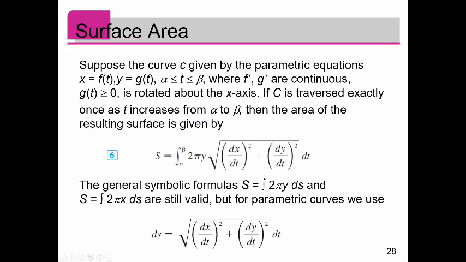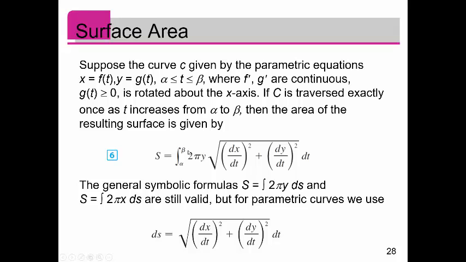All right, so let me give the definition with the formula here. So suppose the curve C given by the parametric equations as we've been defining them, where t is between alpha and beta, f prime and g prime are continuous, g of t is greater than 0, and we're rotating about the x-axis here. If C, the curve, is traversed exactly once, so in the previous section I talked about going around twice, but this is just once, as t increases from alpha to beta, then the area of the resulting surface, so just the surface area, is given by S, surface area.